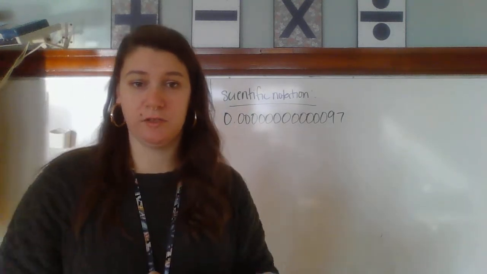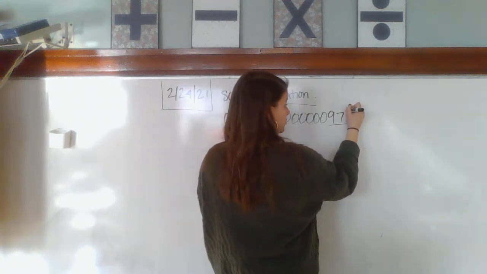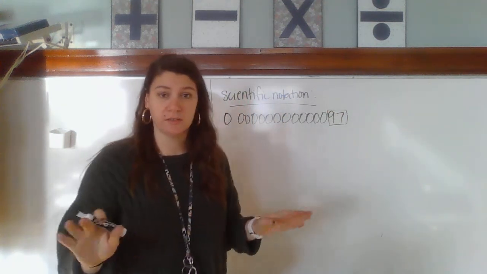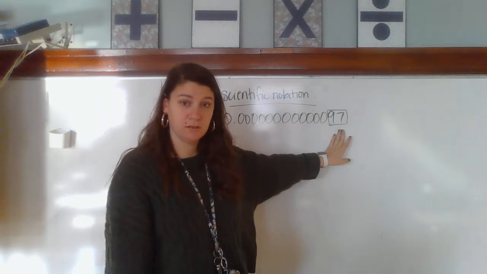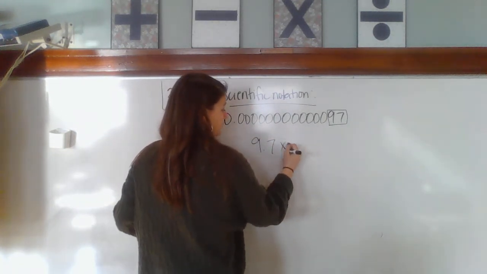So we can use scientific notation to write these numbers too. Same thing. You want to figure out what your significant digits are, and then all the numbers that aren't 0. So in this case, it's 9 and 7, right? So I'm going to start. That's going to be my coefficient, 9.7.